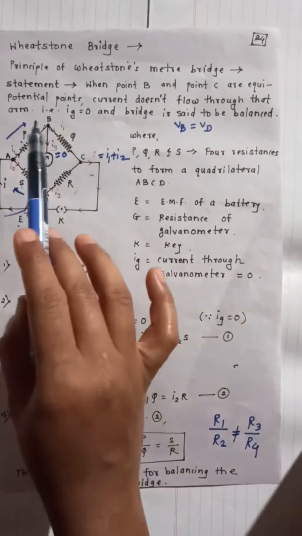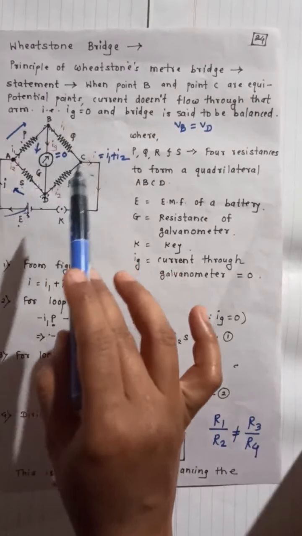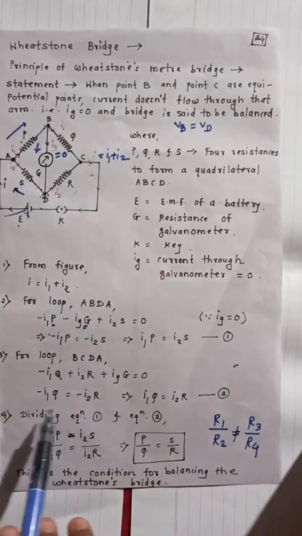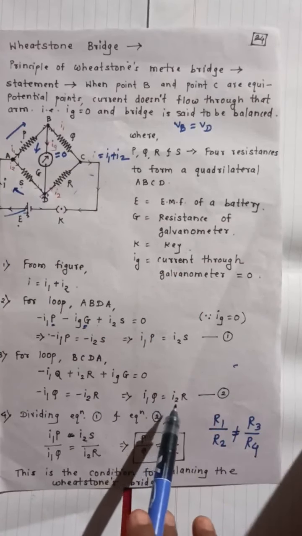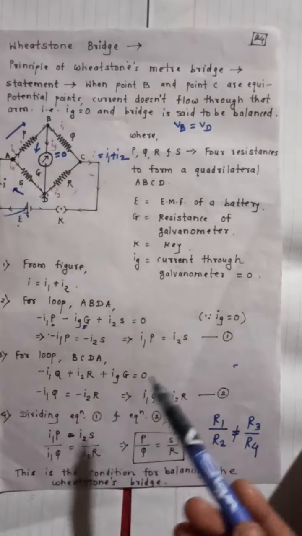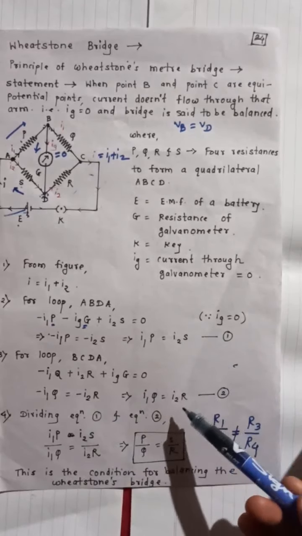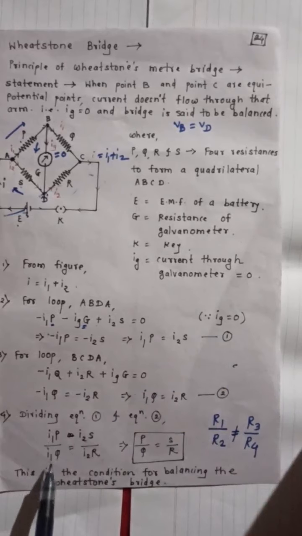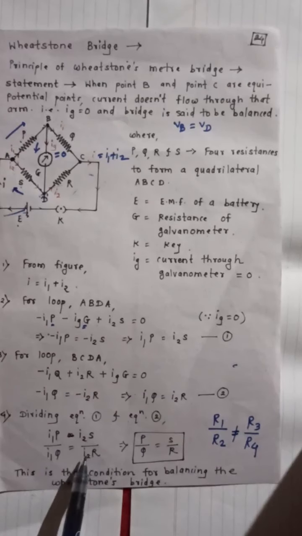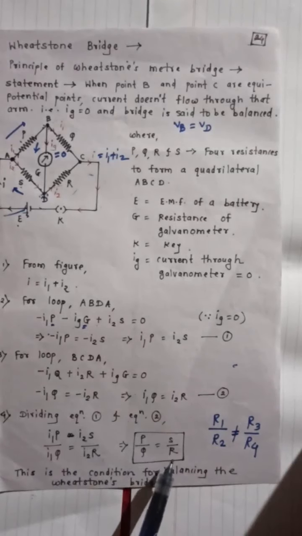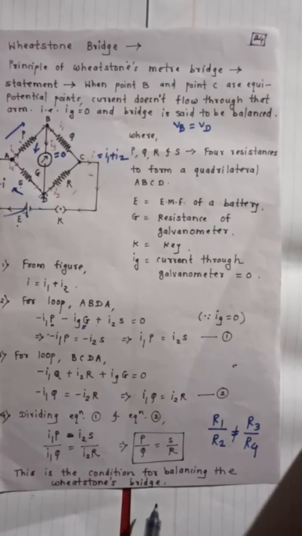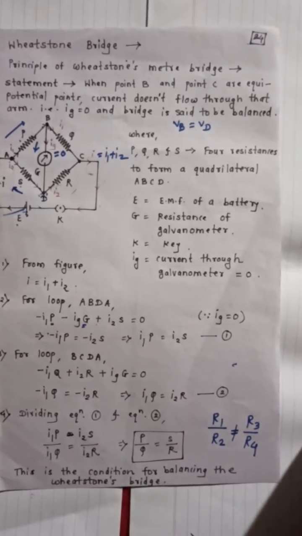Okay, now trace the second loop B, C, D, B. You will get the second equation as I1Q equals I2R. Okay, and simply divide equation 1 by equation 2. So I1, I2 get cancelled with each other, and the ratio left is P by Q equals S by R, and this is nothing but the balancing condition for the Wheatstone's meter bridge.